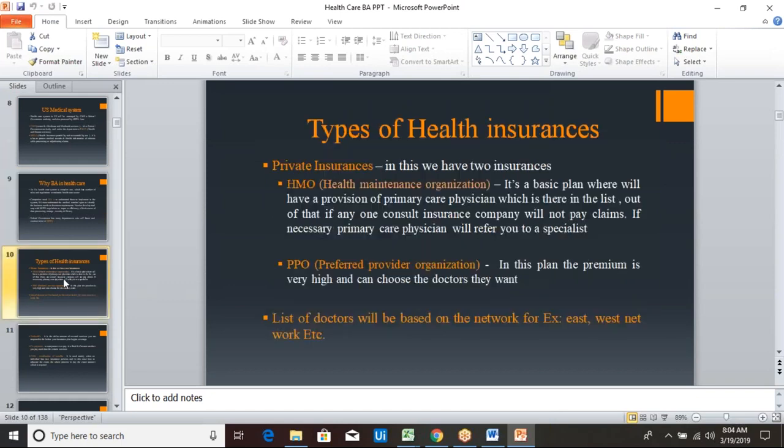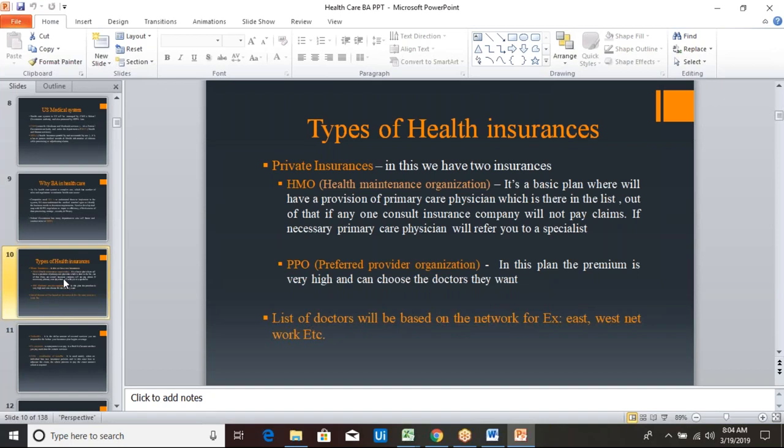So these are the different types of insurance. Let us discuss the private insurances first, followed by Medicare and Medicaid. One is private insurance, which has two variants: HMO and PPO. HMO stands for Health Maintenance Organization, which is a basic plan.